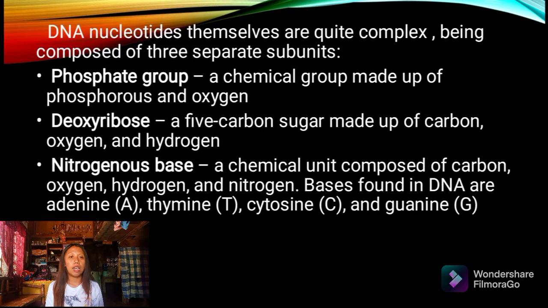DNA nucleotides themselves are quite complex, being composed of three separate subunits. The first one is the phosphate group, a chemical group made up of phosphorus and oxygen. The second one is the deoxyribose, a 5-carbon sugar made up of carbon, oxygen, and hydrogen. And lastly is the nitrogenous base, a chemical unit composed of carbon, oxygen, hydrogen, and nitrogen. Bases found in DNA are adenine with the symbol A, thymine with the symbol T, cytosine with the symbol C, and guanine with the symbol G.